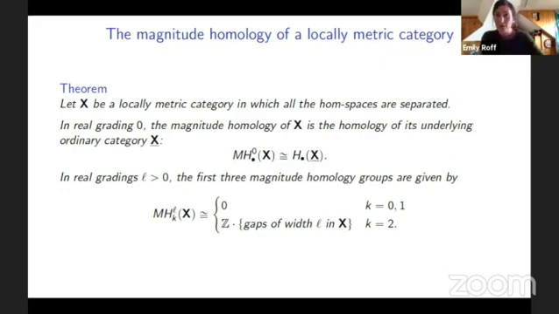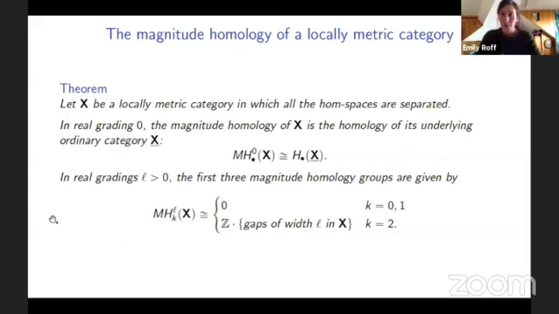And I think the fact that MH2 is counting gaps along with their widths is closely related to the fact that magnitude homology for metric spaces counts holes along with their sizes. And in this locally metric context where we have composition going on, and so there's a potential for tightening and splitting, there's a bit more nuance to what a hole is, and the homology theory is picking up on that, which I think is quite nice.